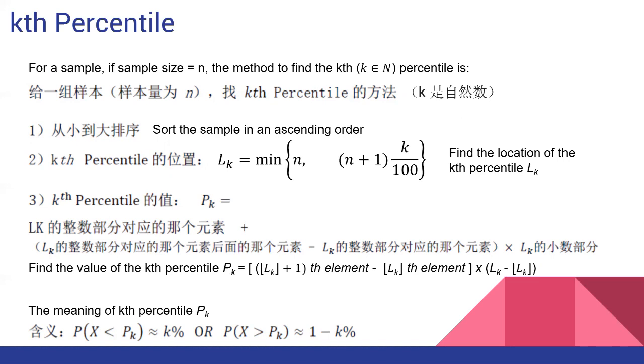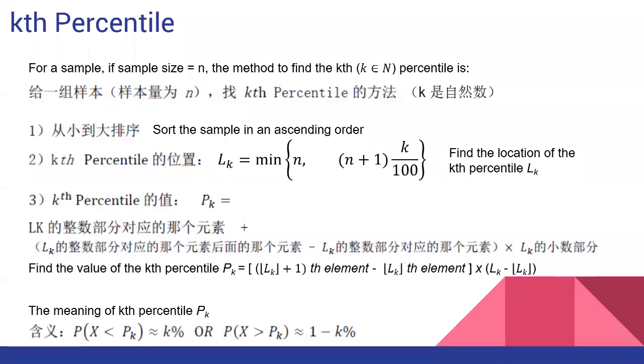Third, find the value of the K percentile, pk. pk is the element at the integer part of LK, plus the difference between the next element and the LKth element, times the decimal part of LK. The meaning of the K percentile pk is that the probability that a randomly selected sample is less than pk is approximately k%.